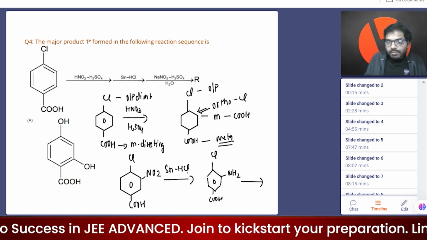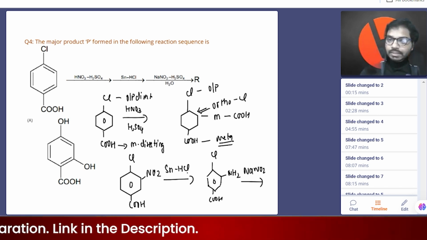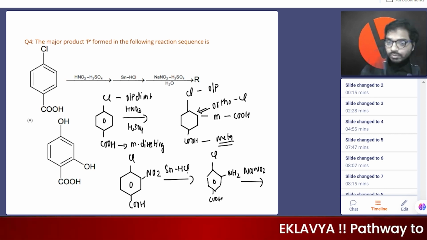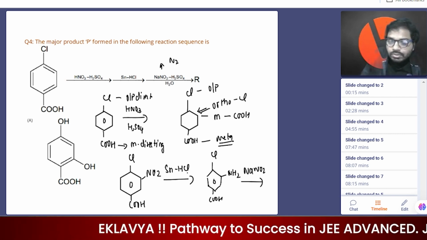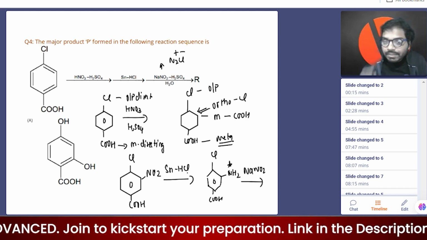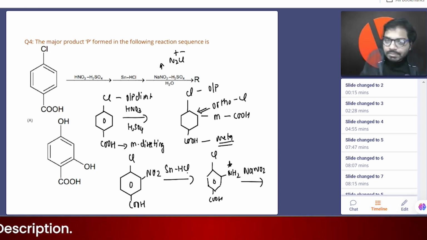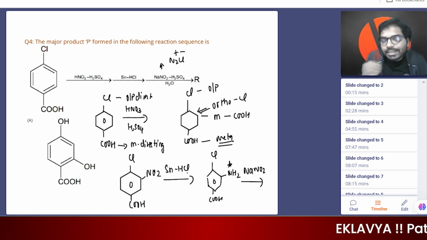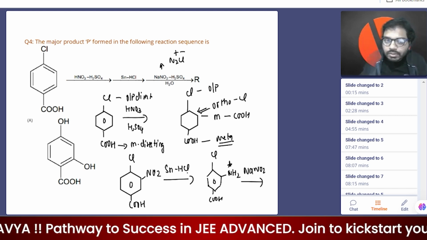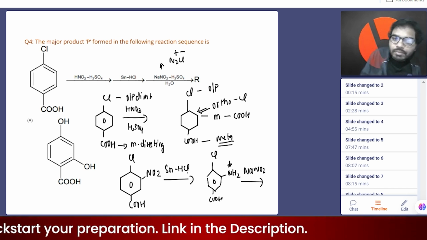Then what will happen after this? After this, we can see NaNO2 and H2SO4. The reaction will take place here. So we can say this is the diazotization reaction, where N2+ Cl- will form at the place where NH2 is present. Once the diazotization reaction takes place, benzene diazonium chloride will form. We react the freshly prepared benzene diazonium chloride with water. So what will happen? At the place of N2Cl, OH will form here. Okay, so the OH will form here.